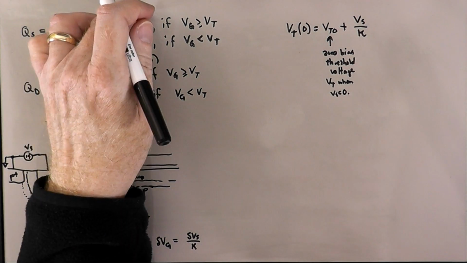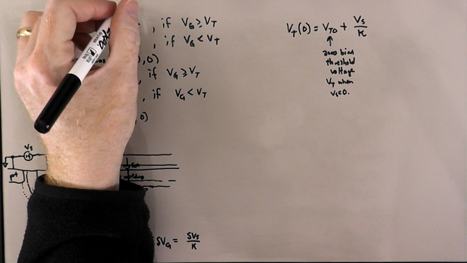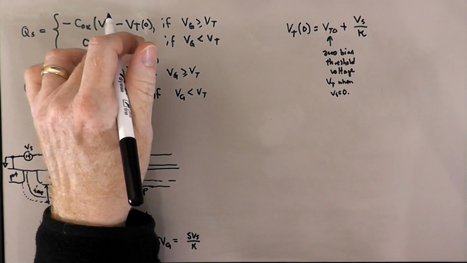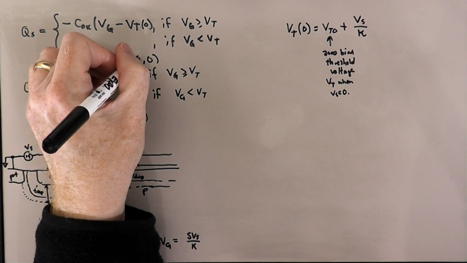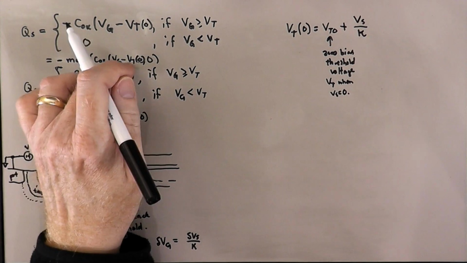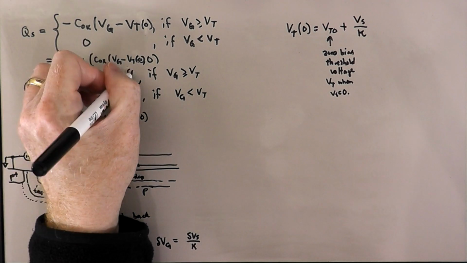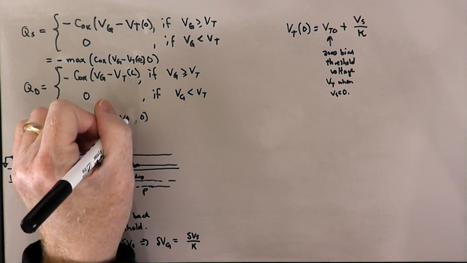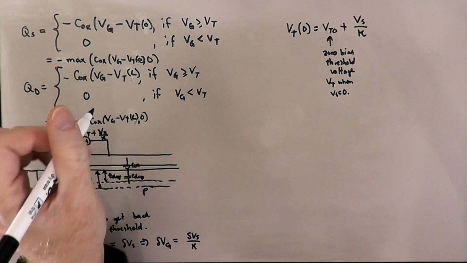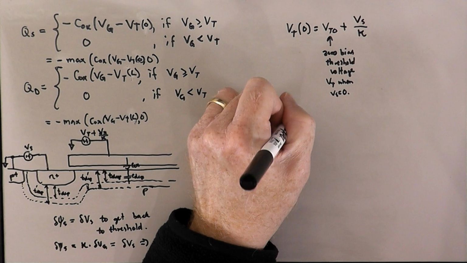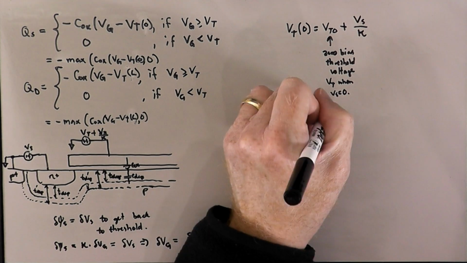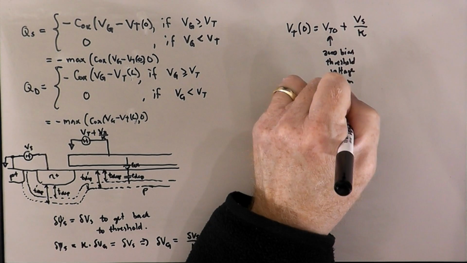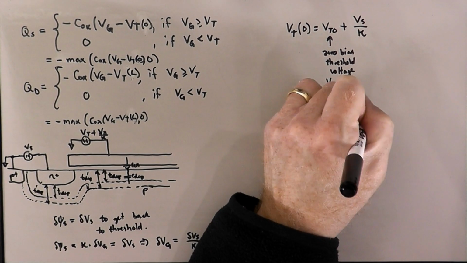Because the drain has a different potential on it, I should really put Vt of 0 here, and Vt of L here. Vt at x equals L is likewise going to be Vt0, the zero bias threshold voltage, plus whatever the potential is in the drain, divided by kappa.